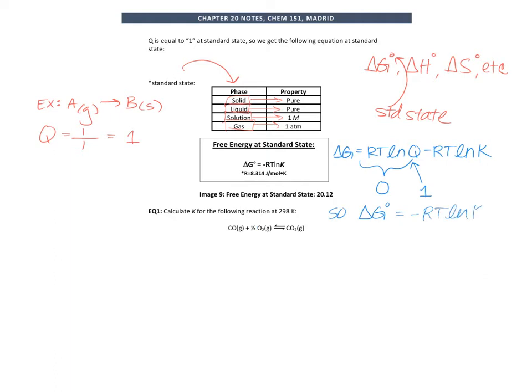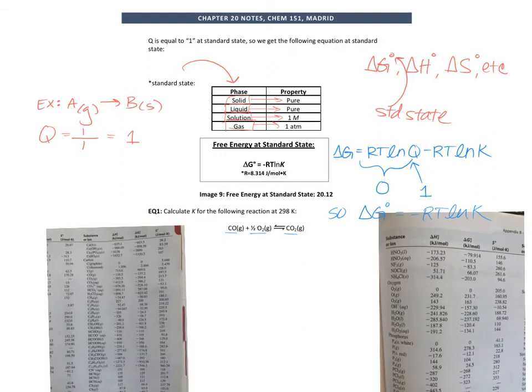So let's look at our first example question. Calculate K for the following reaction at 298 K. We have carbon monoxide gas plus 1/2 O2 makes carbon dioxide. So in order to approach this problem, I've uploaded 2 pictures from your Appendix B in the back of your book. And you can use these to identify the thermodynamic values you need to complete this problem.